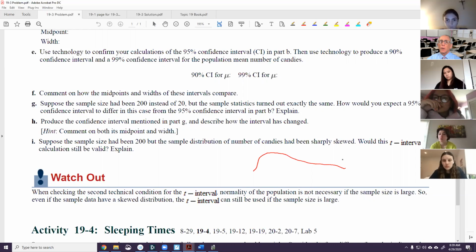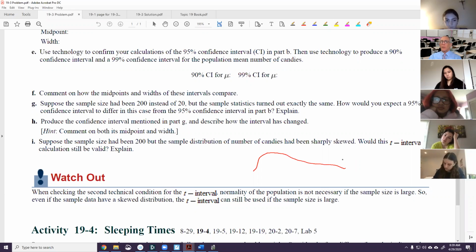So Ariel's saying no. Natalia, what do you say? I would say no, because the sample size is large enough to cancel out the skewed population. So it doesn't have to be normal because the sample size is so big. So you're saying that the t-interval calculation would still be valid or would not be valid? Would still be valid.